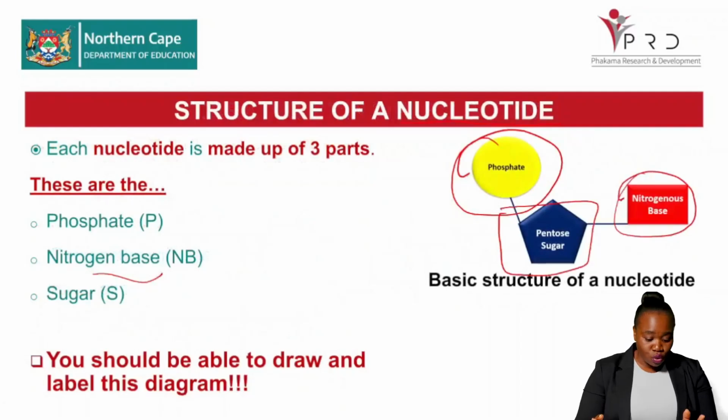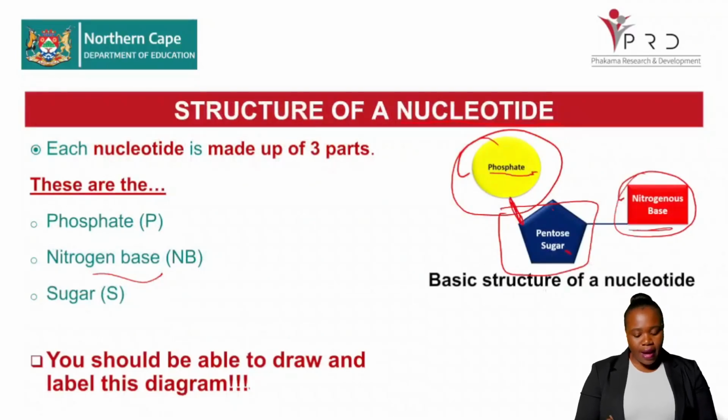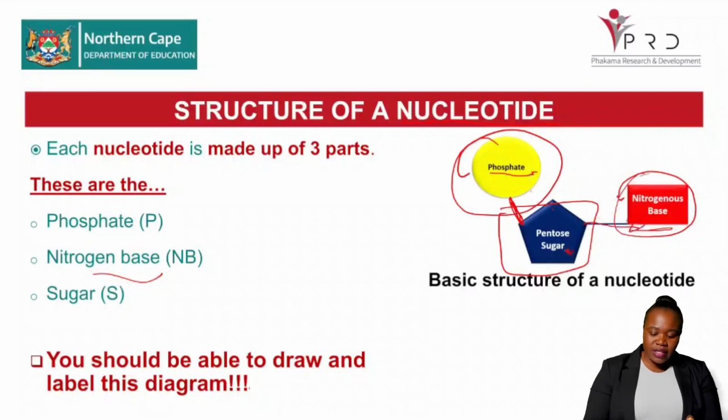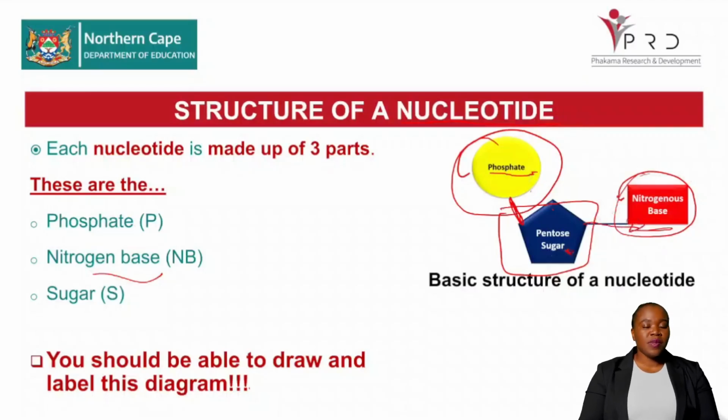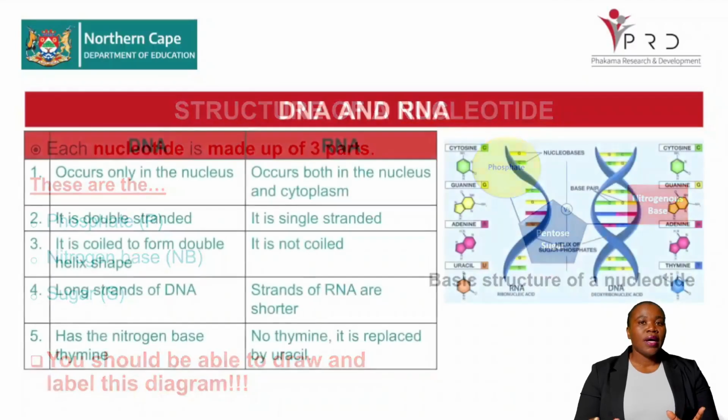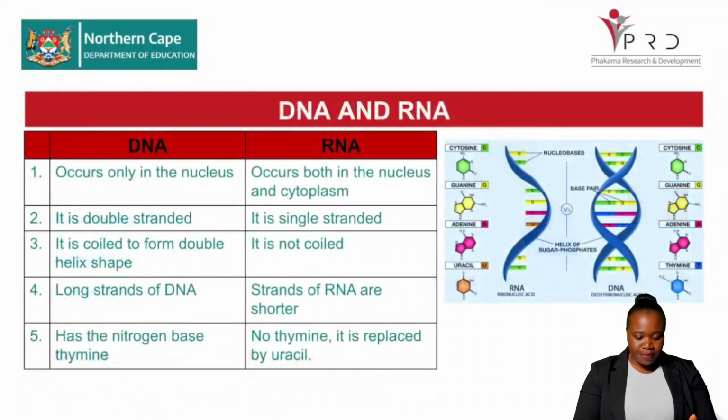You should be able to draw and label this diagram of a nucleotide. You should be able to say, this is a phosphate, this is a sugar, and this is a nitrogenous base. And you should always remember that the phosphate is always bonded to the sugar, and the sugar is always bonded to the nitrogenous base. If you come across a nucleotide whereby the phosphate is attached to the nitrogenous base, that is incorrect. So make sure that you know the sequence of how these 3 parts are bonded to each other.